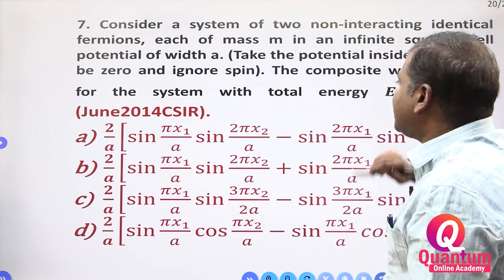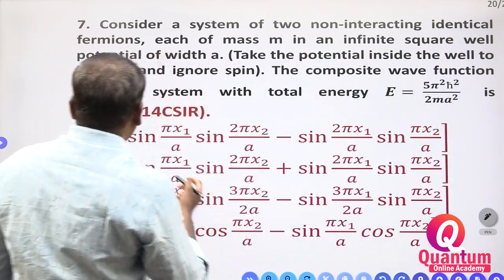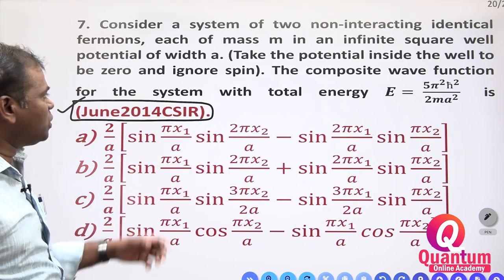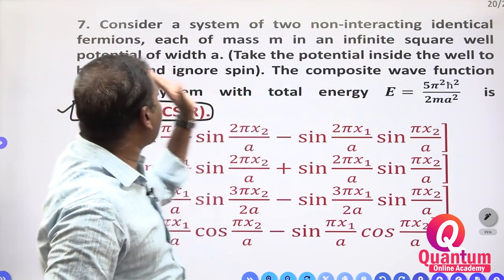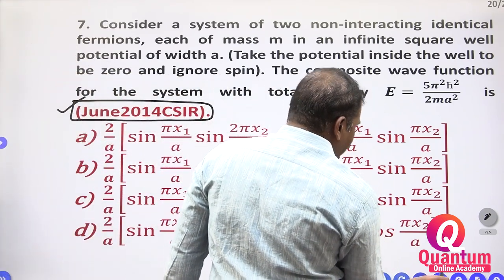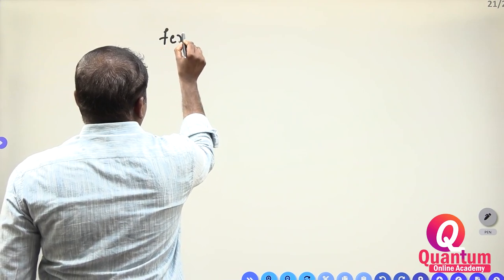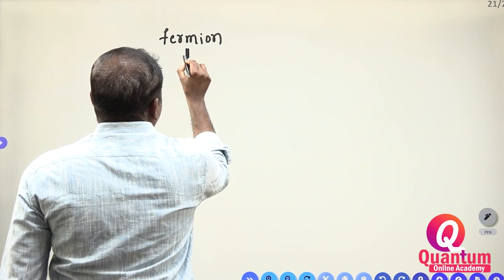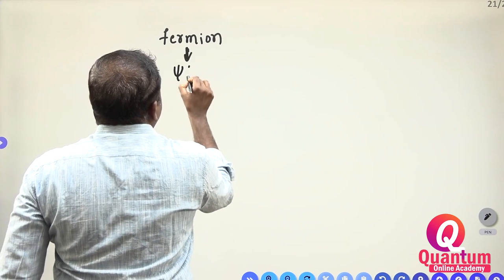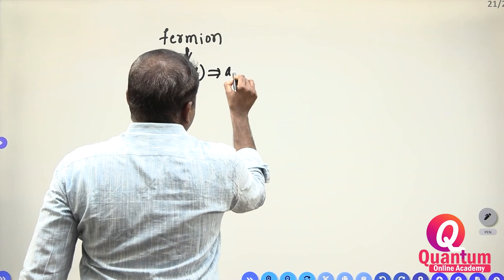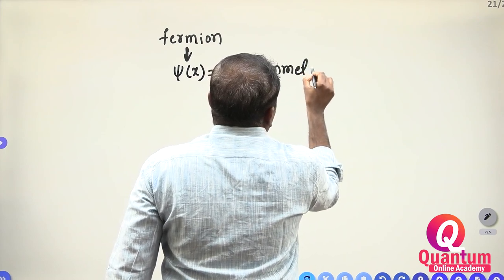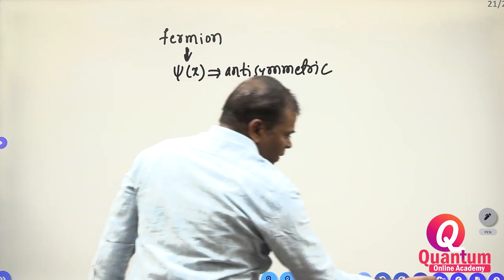Consider a system of two non-interacting identical fermions. This question is from the June 2004 CSIR paper. If it is a fermion, first you have to see, fermion means the wave function is anti-symmetric. Please remember, if it is a fermion, it is an anti-symmetric wave function. First, we have to segregate it.